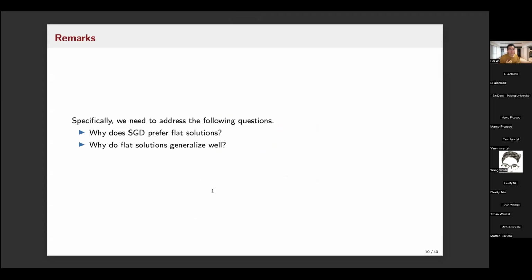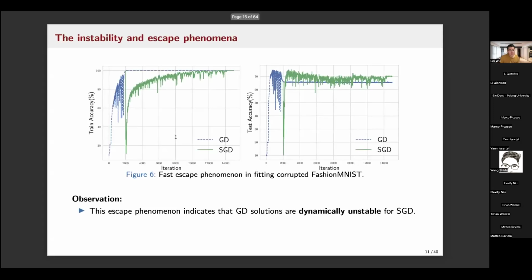And we need to answer two specific questions. One is why SGD prefers flatter solutions. Another one is why flat solutions generalize better. For the first question, our answer is stability, because SGD can only converge to stable minima, and the stable minima must be flat. So, in summary, our study is actually inspired by empirical phenomena, instability and escaping phenomena.